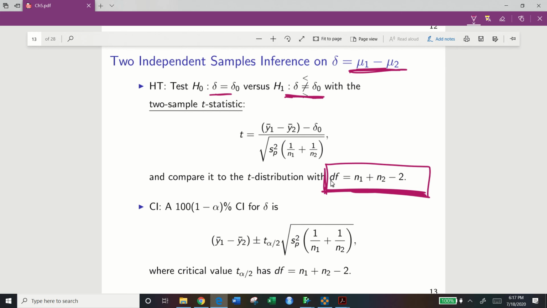And then we will have our corresponding confidence interval, which will have the formula of the quantity y1 bar minus y2 bar, plus or minus t alpha over 2 multiplied by the square root of sp squared multiplied by the quantity of 1 over n1 plus 1 over n2. And once again, we'll be using that t alpha over 2, and our degrees of freedom will be n1 plus n2 minus 2.